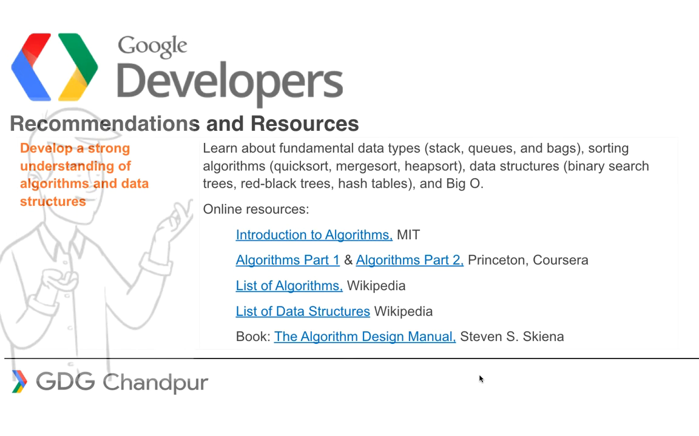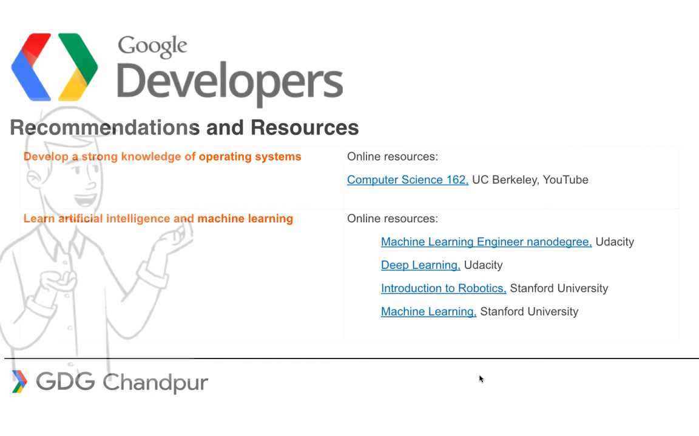Online resources. Introduction to Algorithms, MIT. Algorithms Part 1 and Algorithms Part 2, Princeton, Coursera. List of algorithms, Wikipedia. List of data structures, Wikipedia. Book: The Algorithm Design Manual, Skiena. Develop a strong knowledge of operating systems. Online resources. Computer Science 162, UC Berkeley, YouTube.